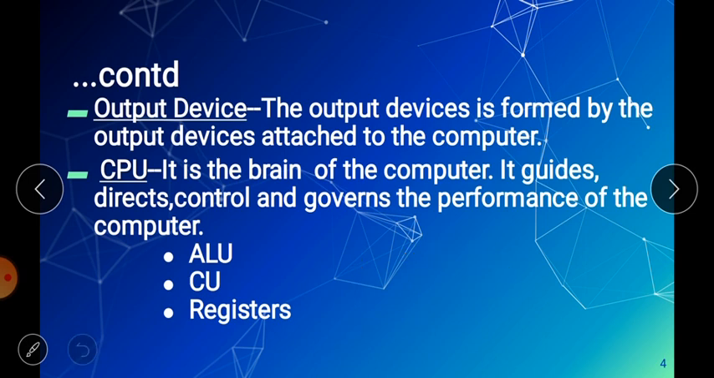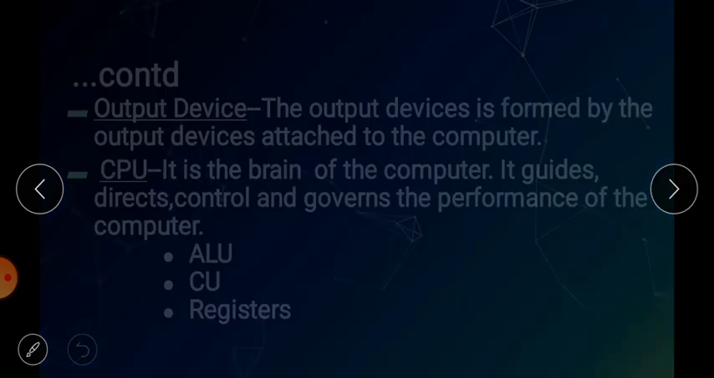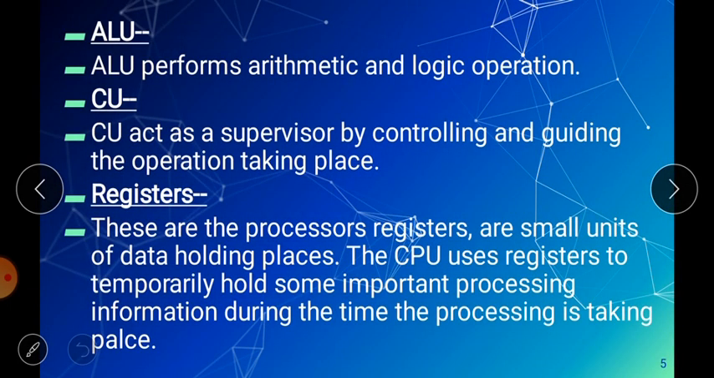Now going with the ALU, CU and registers, the full form of ALU is arithmetical and logical unit. In this unit all types of calculations, either arithmetic or logical, are done. Arithmetical means plus, minus, division, multiplication, and logical means comparison, such as greater than, smaller than, is equal to. These operations are known as logical operations. All these arithmetical and logical operations are done in the ALU.